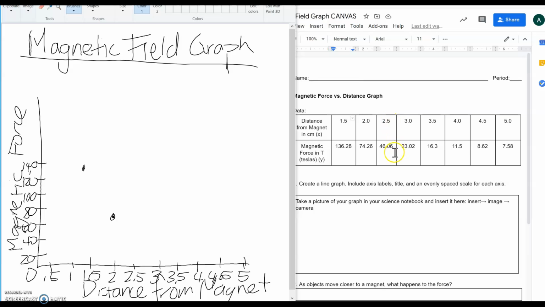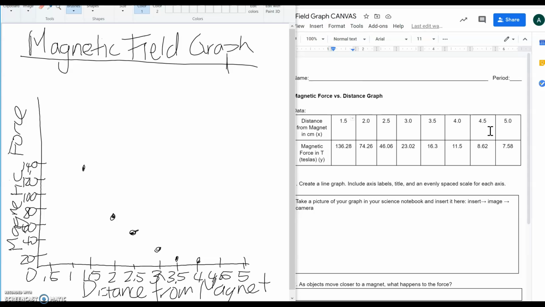Next point, 2.5 and 46.06. So we find 2.5 on the x, trace it up to 46.06. Again, we just have to guess where that is and kind of approximate it, okay? Next point is 3 and 23.02. So we find 3 on the x, 23.02 on the y, make a dot. Next we have 3.5, 16.3. So we find 3.5, trace it up to 16.3. Next we have 4, 11.5. And again, I'm just guesstimating, and yours, if you went by tens, it'll look better and there will be less guesstimating. But I don't have a ton of space here.